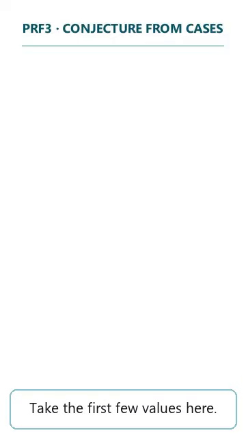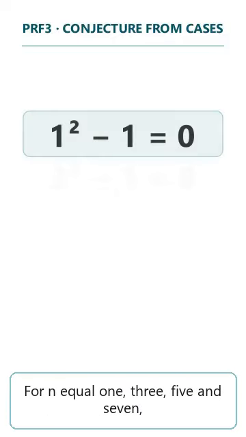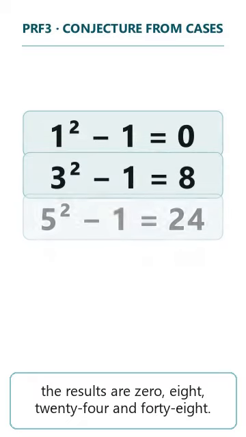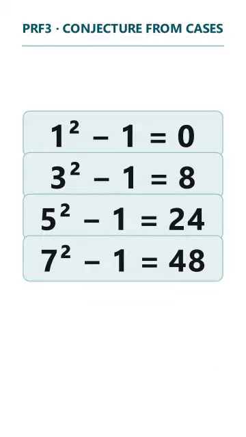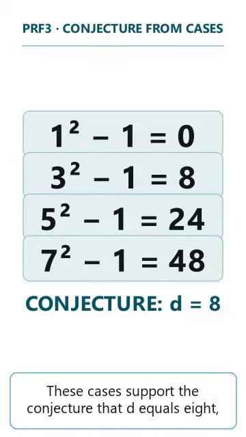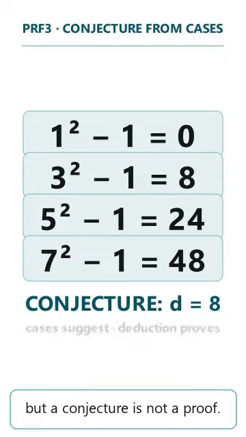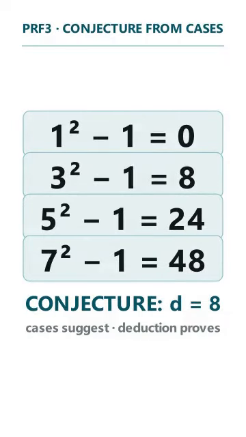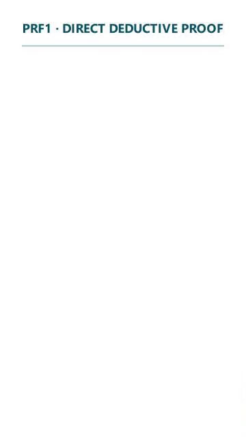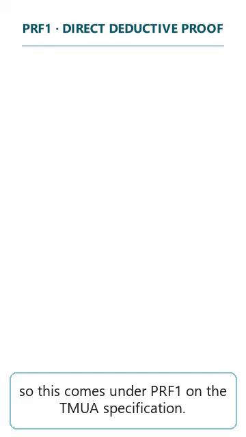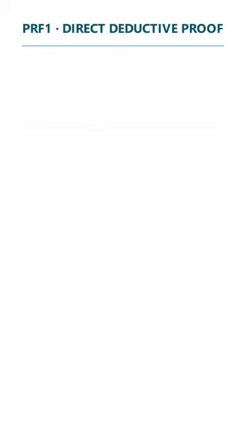Take the first few values here. For n equal 1, 3, 5 and 7, the results are 0, 8, 24 and 48. These cases support the conjecture that d equals 8, but a conjecture is not a proof. Now we can construct a direct deductive proof, so this comes under PRF1 on the TMUA specification.